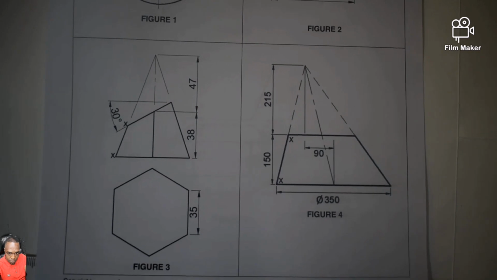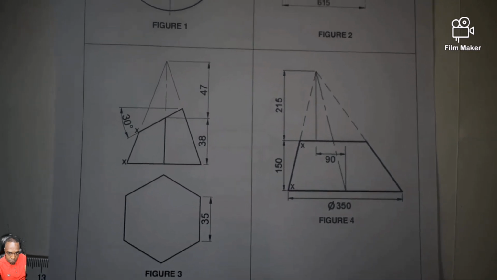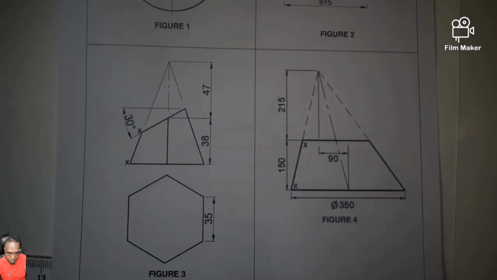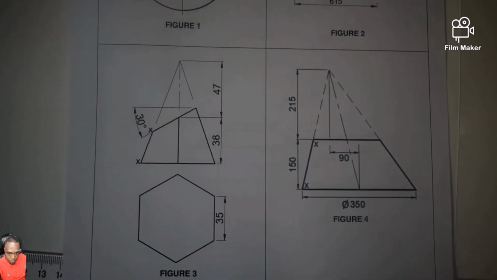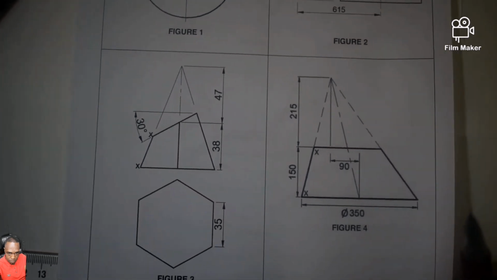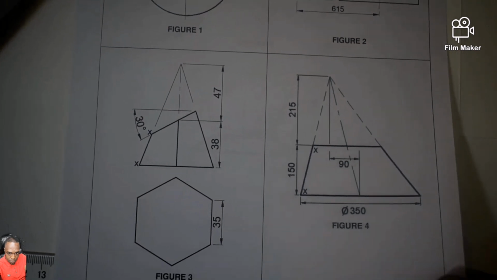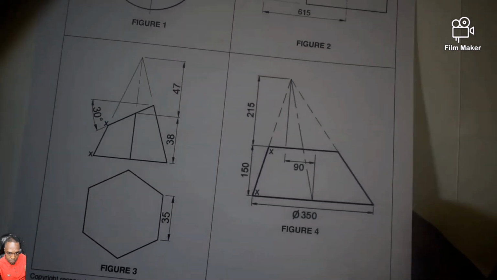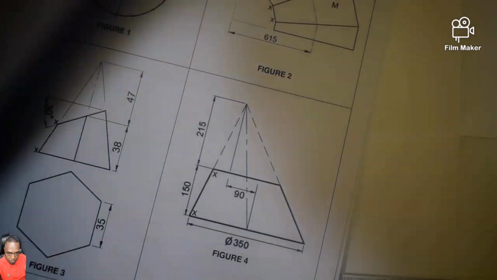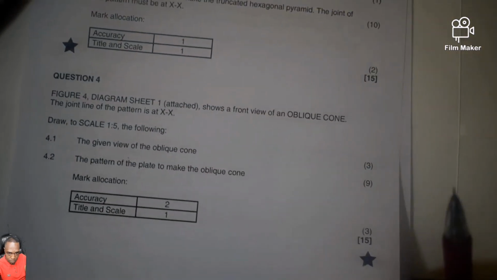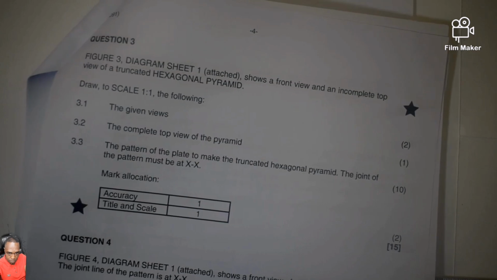So we are given these two views. The very first thing that we are going to do is draw these views, and then we see what we were asked to do about them. Let's read the question. This is figure 3. Figure 3 is question 3.